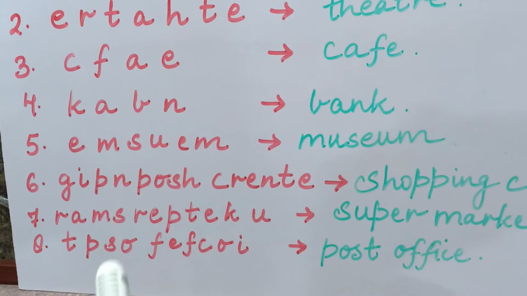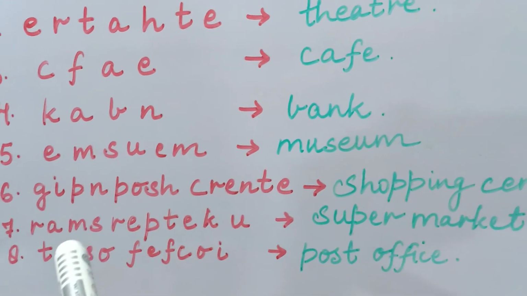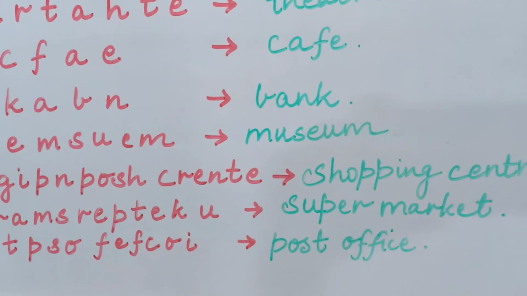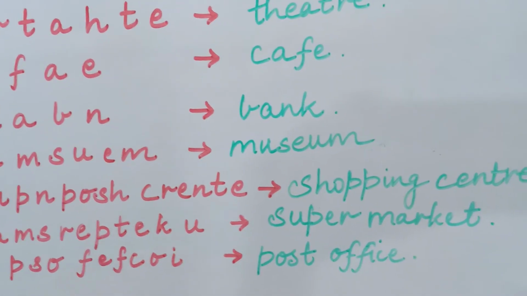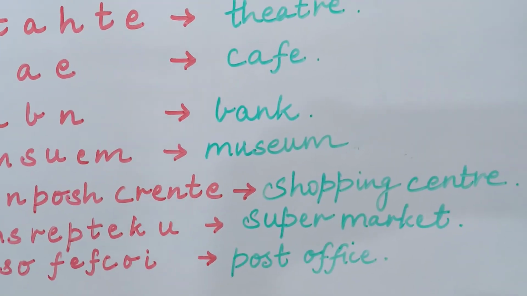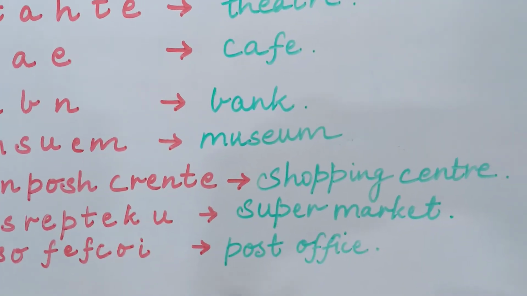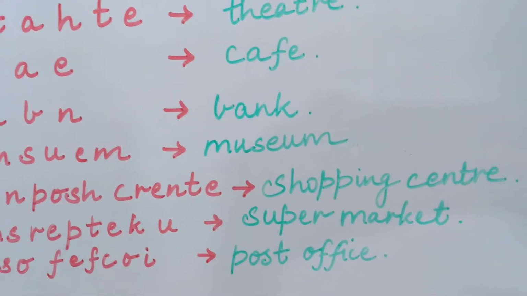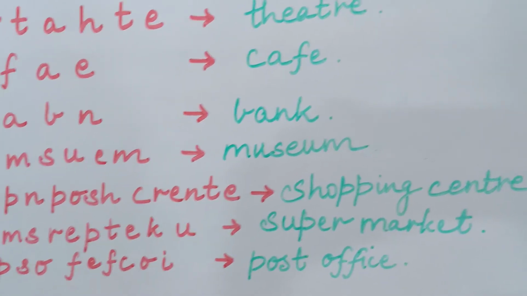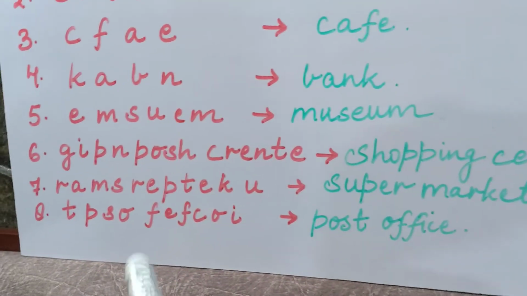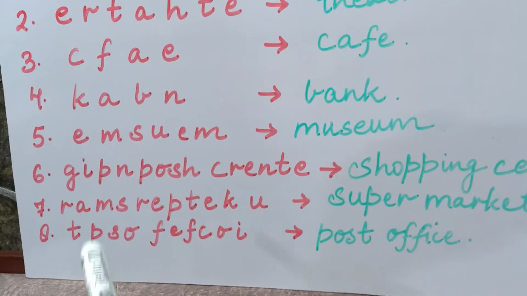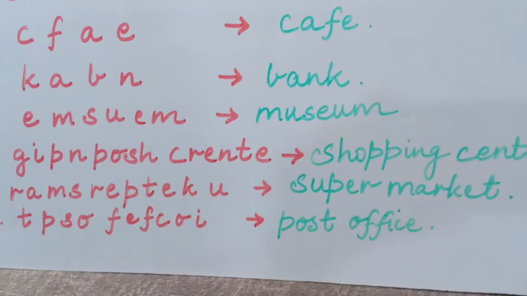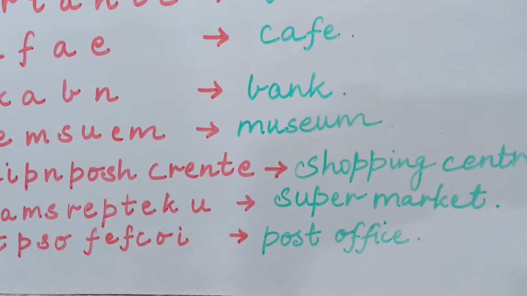Okay, now coming to the seventh word, RAMSREPTEKU. So the correct answer is supermarket. Supermarket is a place from where you can get your cereals, pulses, rice, okay, and groceries. All the grocery you can get from a supermarket. Okay, now the eighth word is TPSOFEFCOI.